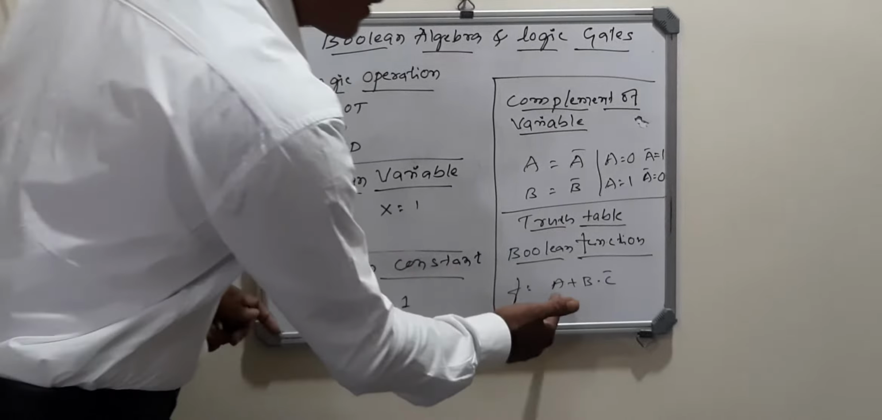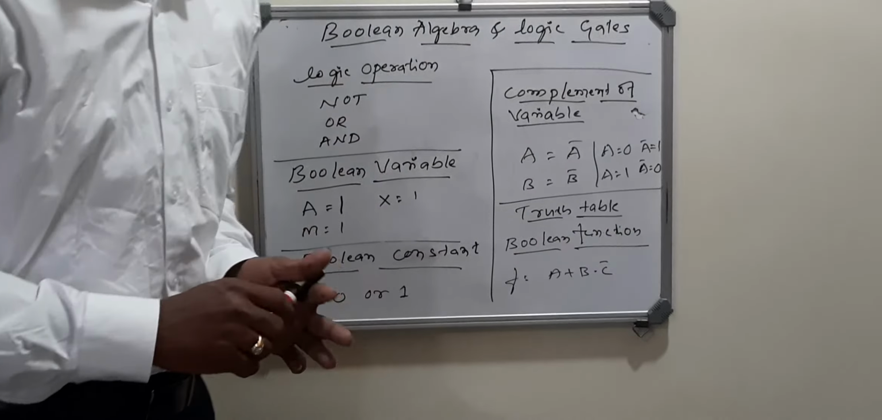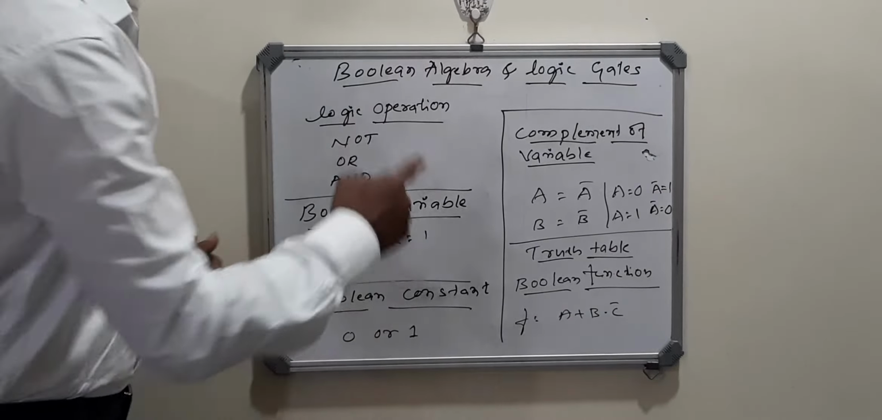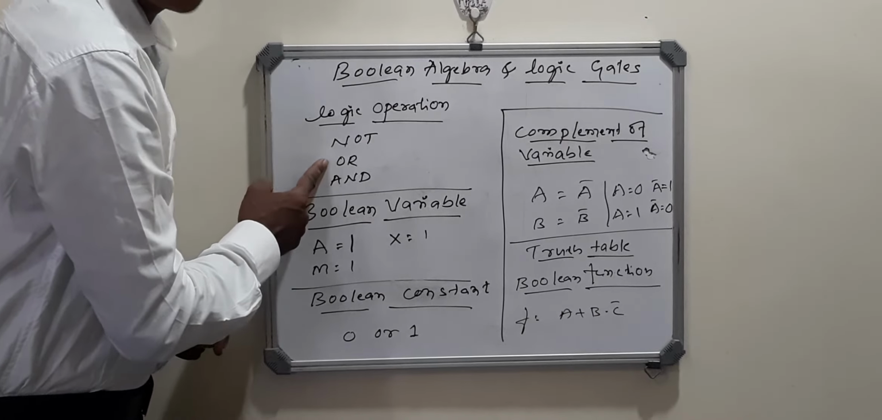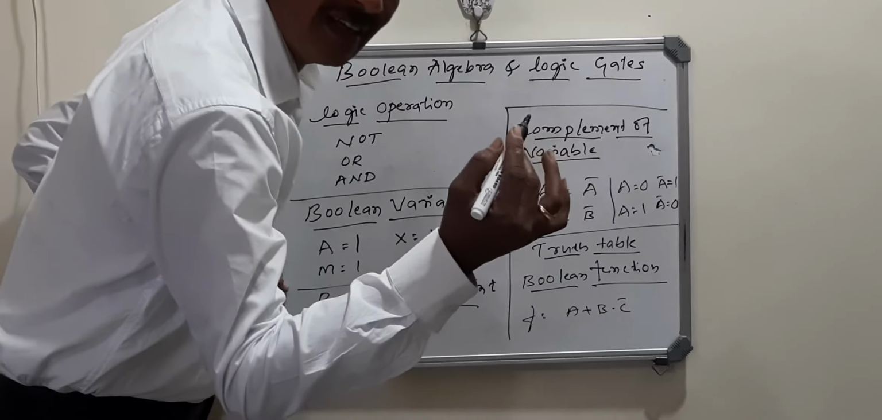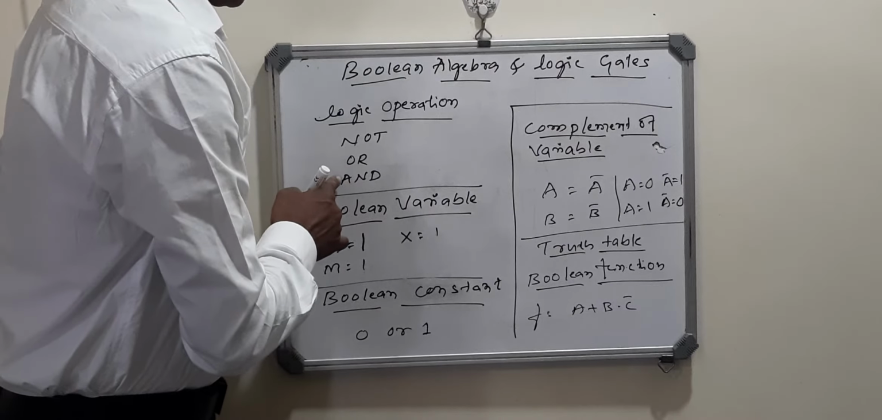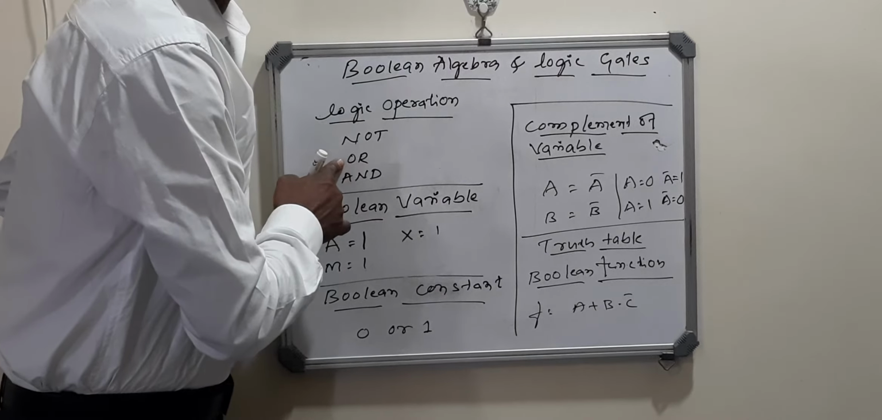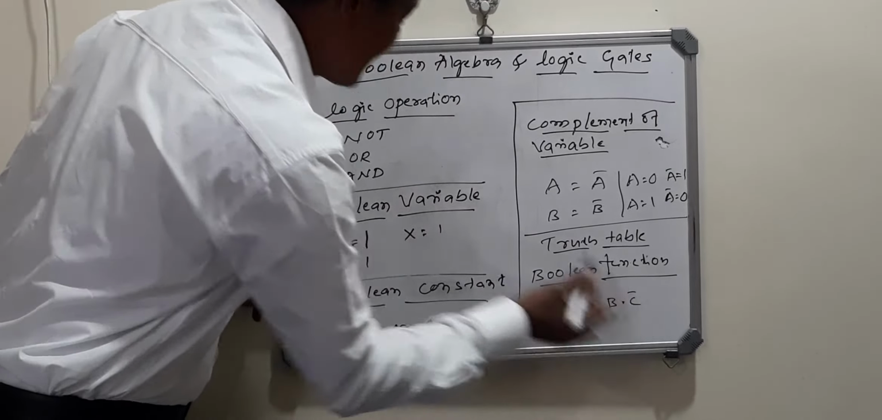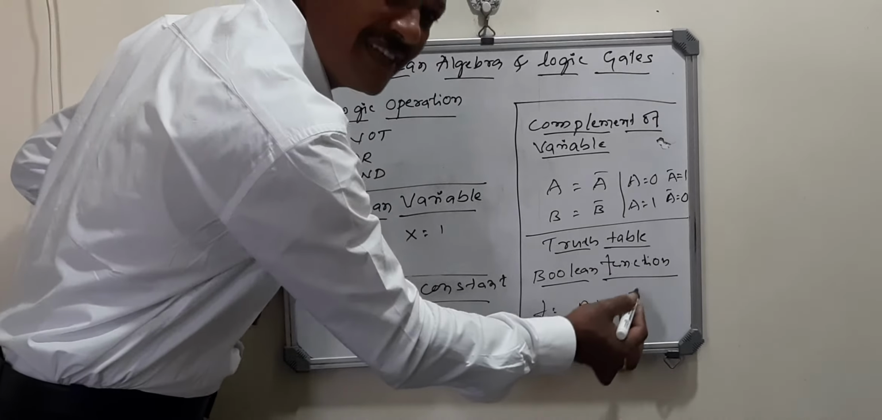So here you have 3 inputs. A is one variable, B is one variable, C is one variable. Out of these variables, some operation is going on. It may be a NOT operation, or an OR operation, or an AND operation. So here in Boolean algebra, plus means OR operation. Dot means AND operation. Bar means NOT operation. So all these 3 operations are going on in this function.